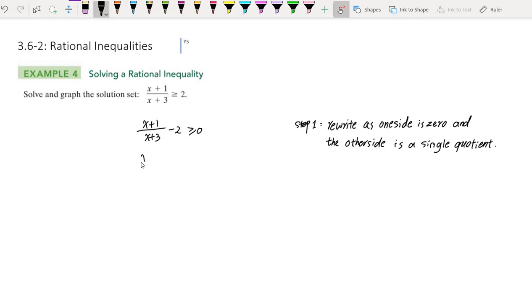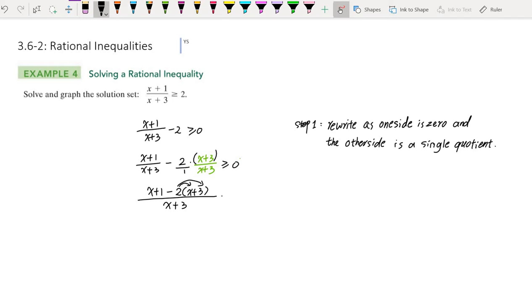So this means we have to multiply this 2 by (x plus 3) over (x plus 3), greater than or equal to 0. We can write this 2 as 2 over 1. So now we have the common denominator. So we're going to have x plus 1, then subtract 2 times, and be careful, you have to put a parenthesis here, (x plus 3), over x plus 3. Be careful, there's a parenthesis you have to put there.